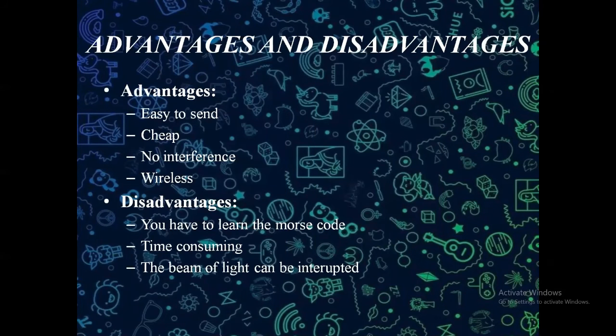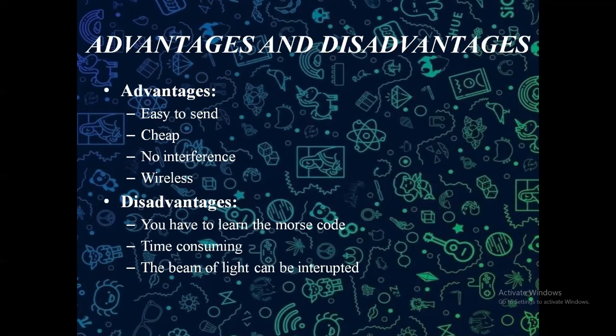Advantages and disadvantages. The advantage of Morse code is that it is easy to send and cheap. Cheap means the use of Morse code is a cheaper way to send information over a long distance. Next is no interference and wireless. In wireless, the lack of wires has made the application of Morse code diverse since it can silently send and receive at any desired speed.